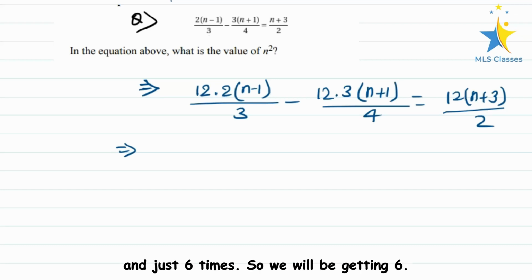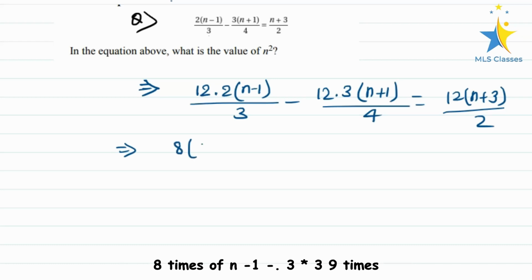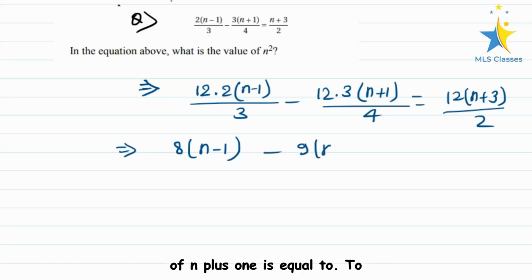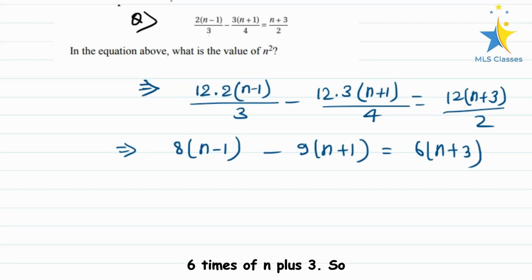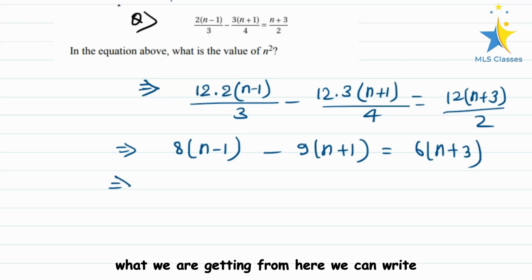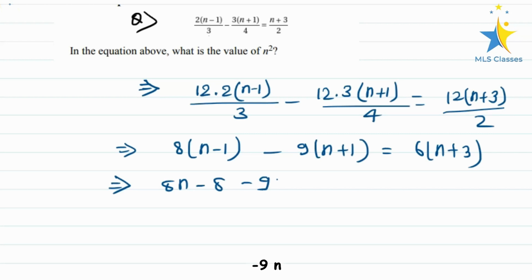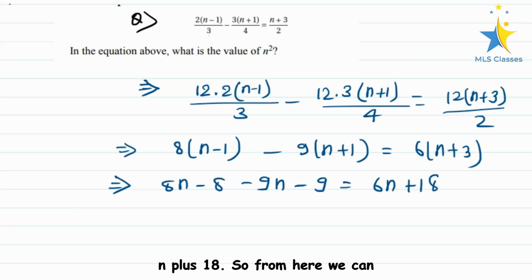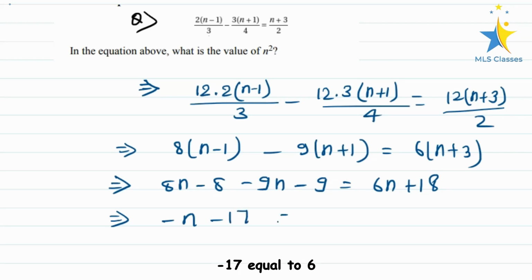So we will be getting 4 times 2, 8 times n minus 1, minus 3 times 3, 9 times n plus 1, is equal to 6 times n plus 3. From here we can write 8n minus 9n, that is negative n, and negative 8, negative 9, so we will be getting negative n minus 17 equal to 6n plus 18.